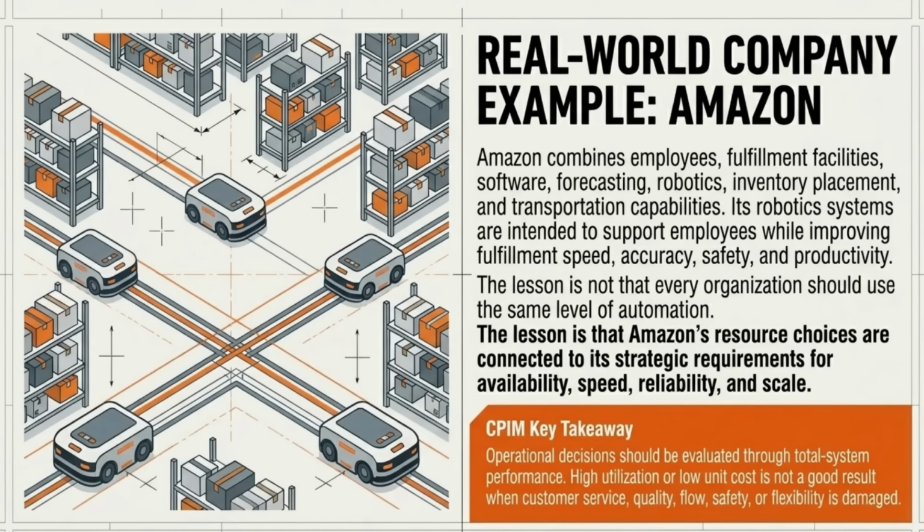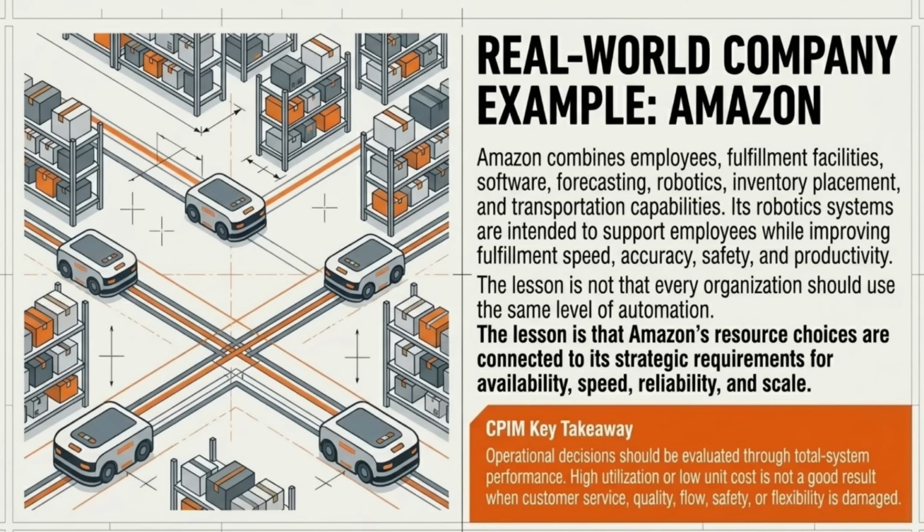Real-world company example: Amazon. Amazon combines employees, fulfillment facilities, software, forecasting, robotics, inventory placement, and transportation capabilities. Its robotic systems are intended to support employees while improving fulfillment speed, accuracy, safety, and productivity. The lesson is not that every organization should use the same level of automation. The lesson is that Amazon's resource choices are connected to its strategic requirements for availability, speed, reliability, and scale.